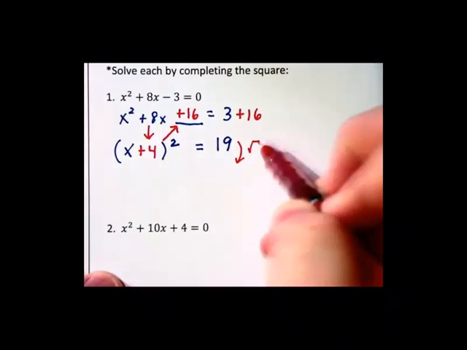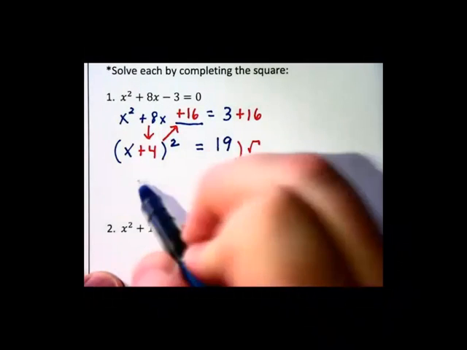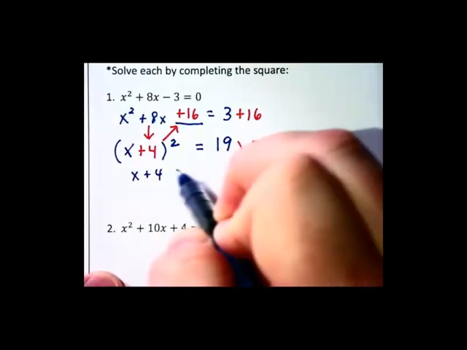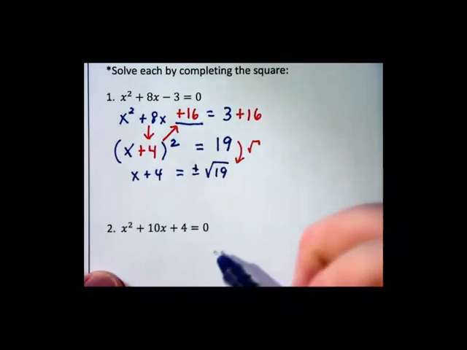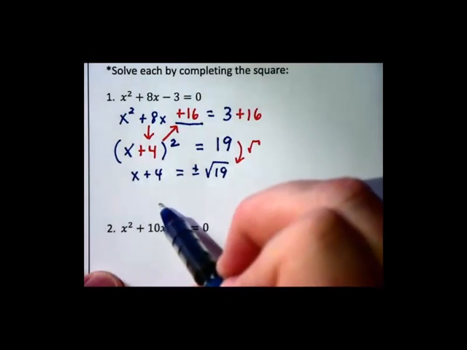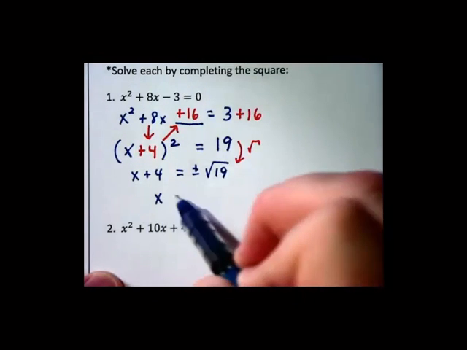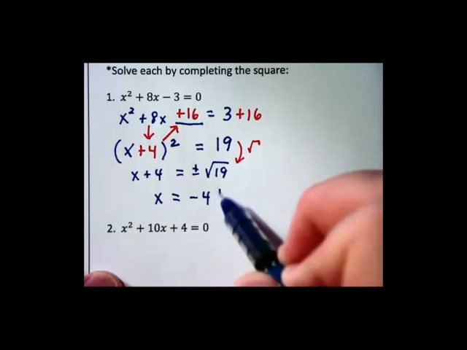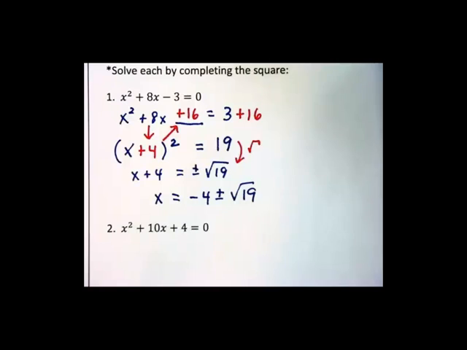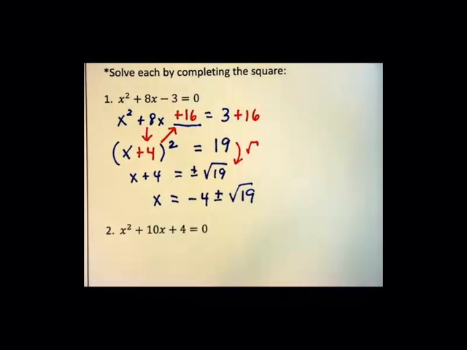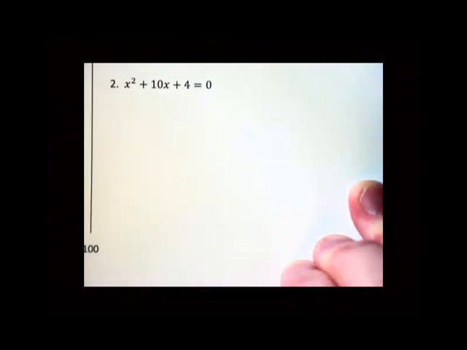We're going to square root each side of the equation. x plus 4 equals, and don't forget that plus or minus sign before the root 19. And then we're going to solve for x and have x equals negative 4 plus or minus root 19. And that's the whole process. And basically now we just need to get a lot of practice, because that's a lot of steps. But what's nice is every single problem is done the same way.